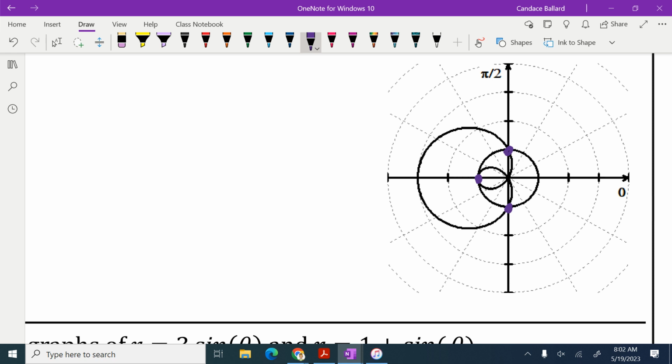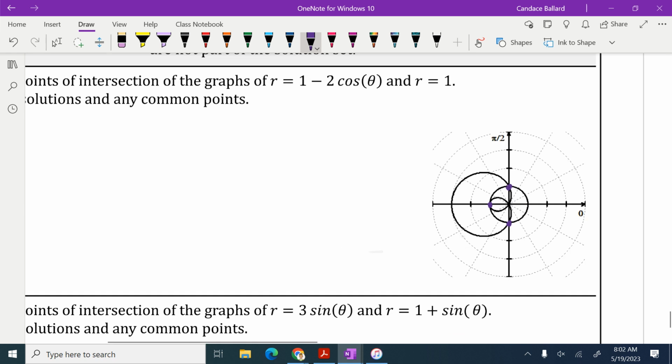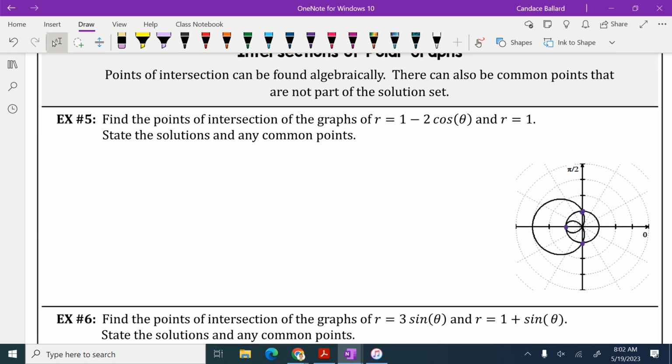So remember, for it to actually be intersections, the actual y value has to come out to be the same. So I'm going to start by trying to figure out where they intersect. When I figure out intersection points, I set the two equations equal to each other. So 1 minus 2 cosine theta equals 1, and we're going to solve for theta.